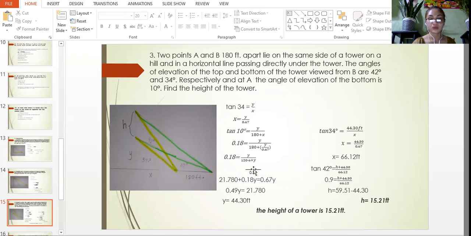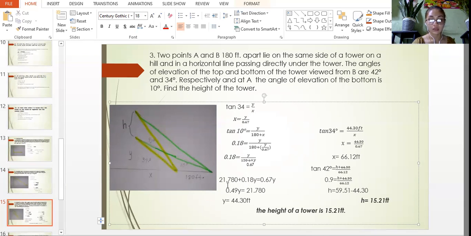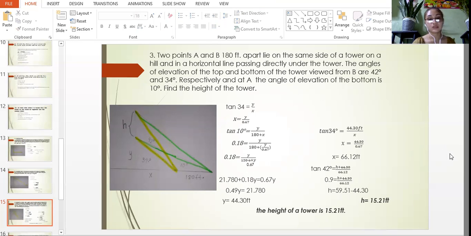Then 0.18 is equal to 0.67y over (120.6 plus y). So 21.780 plus 0.18y is equal to 0.67y. So 0.49y is equal to 21.780. So y is equal to 44.30 feet.